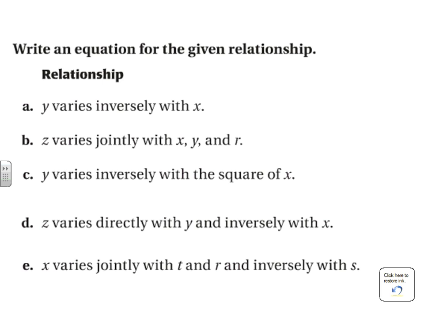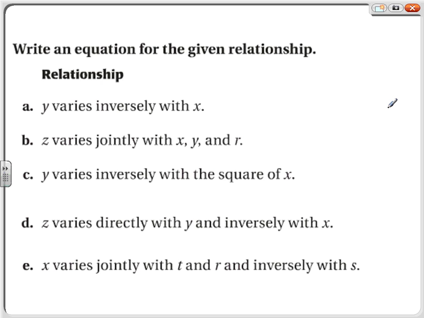Okay, let's do A through E. Write an equation for the given relationship. See if you can get them. You can pause me, and then I'm going to fill them in. A, y varies inversely, so I have y equals a, is how I'm always going to start. Inversely, so I divide by x. B, z varies jointly, so I have z equals a, that constant of variation. Jointly, so I'm going to keep multiplying with x, y, and r.